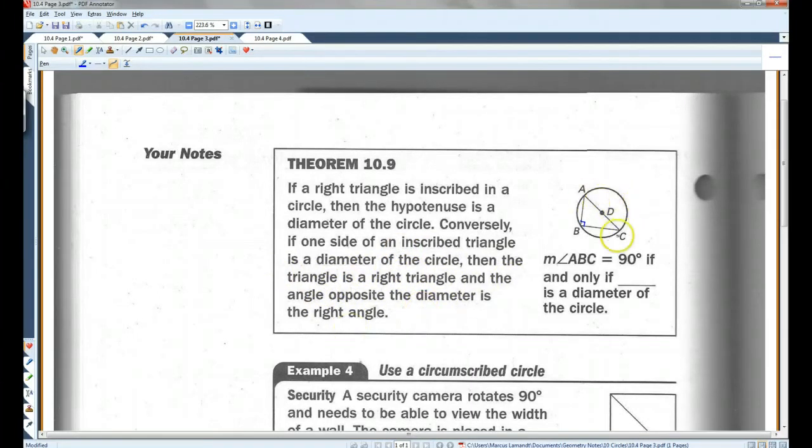So if you have a diameter, okay, and that diameter is one side of the triangle, it's automatically a right triangle. Okay? So the measure of angle ABC is 90 degrees if and only if AC is the diameter of the circle.